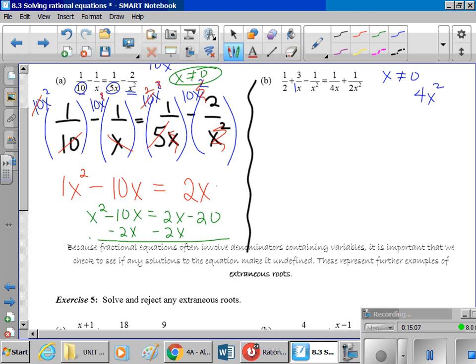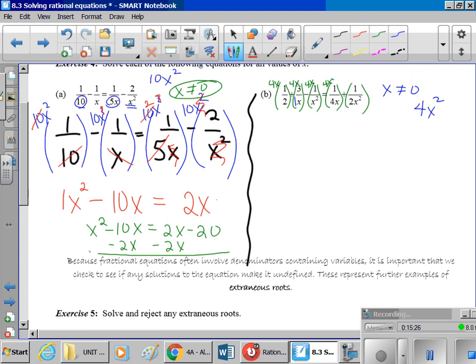So what I'm going to do now is multiply each of these by 4x squared. And I'm going to try to do it up here, which is going to be a little bit small for you. 4x squared, 4x squared, 4x squared. Hold on, I'm running out of room. 4x squared.